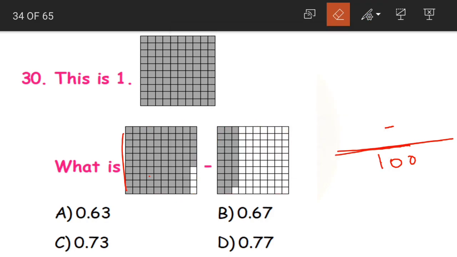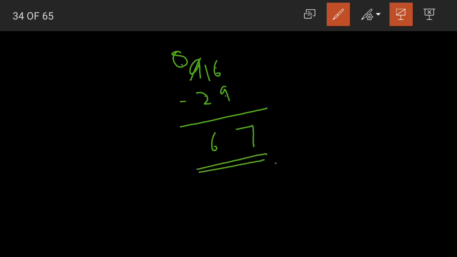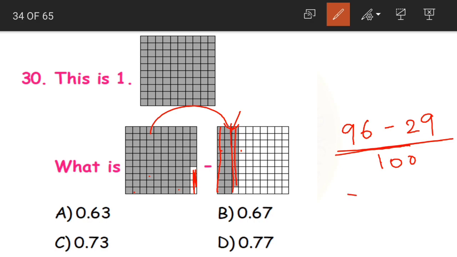So I can simply take 100 as the denominator. Now coming to the numerator part, what will be the numerator? Numerator will be the number of shaded blocks. Here only 4 are unshaded. That means 96 are shaded. And now coming to the second figure, we are having 29 shaded blocks. So 96 minus 29. 6 minus 9 is not possible. Borrowing. 16 minus 9, 7. 8 minus 2, 6. So 67 is our answer.